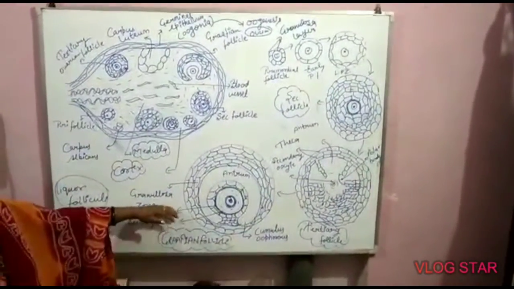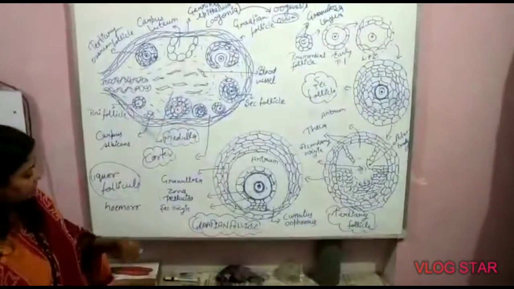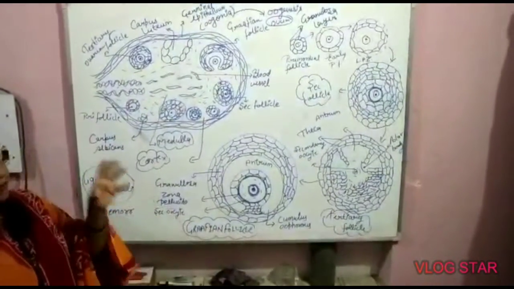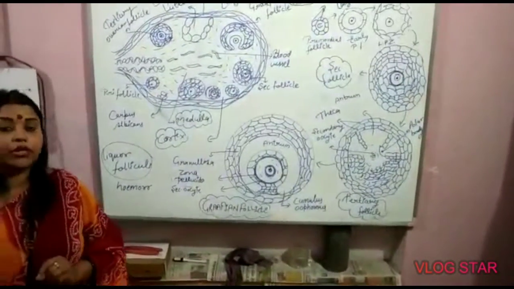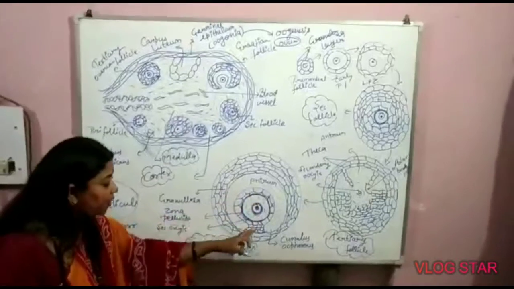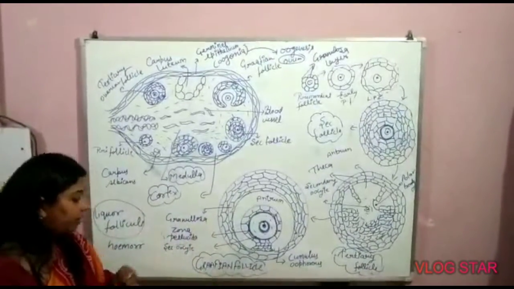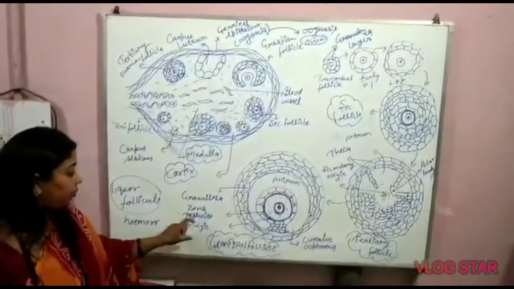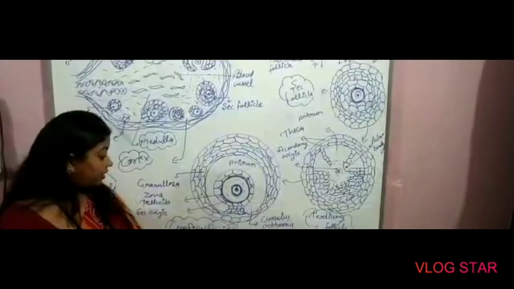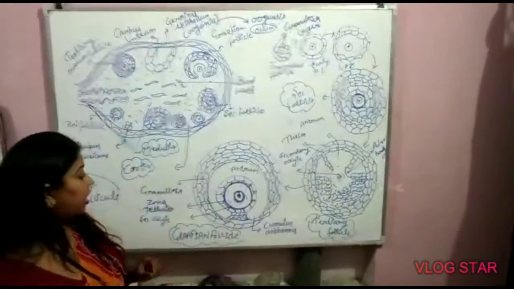All this development occurs inside the cortex region, and after maturation, means when the primary follicle converts into secondary and the secondary follicle converts into tertiary follicle and the antrum is formed, then this mature follicle is called the Graafian follicle. The Graafian follicle has a complete antrum and zona pellucida. Now the mature Graafian follicle is ruptured by the influence of LH, means luteinizing hormone.